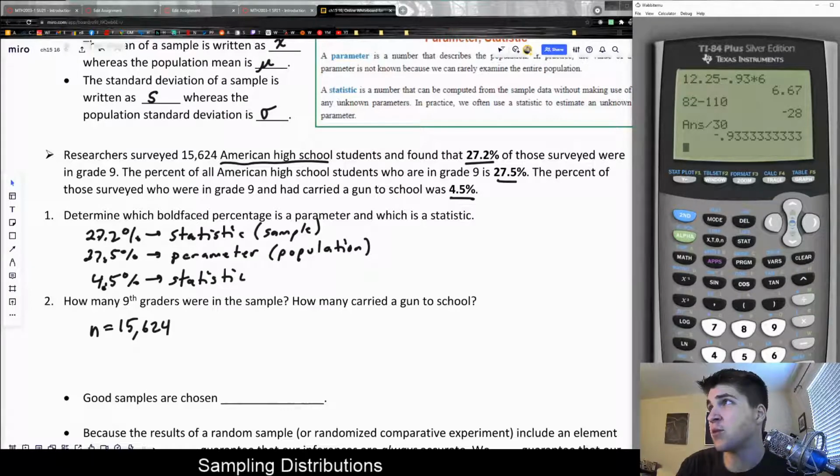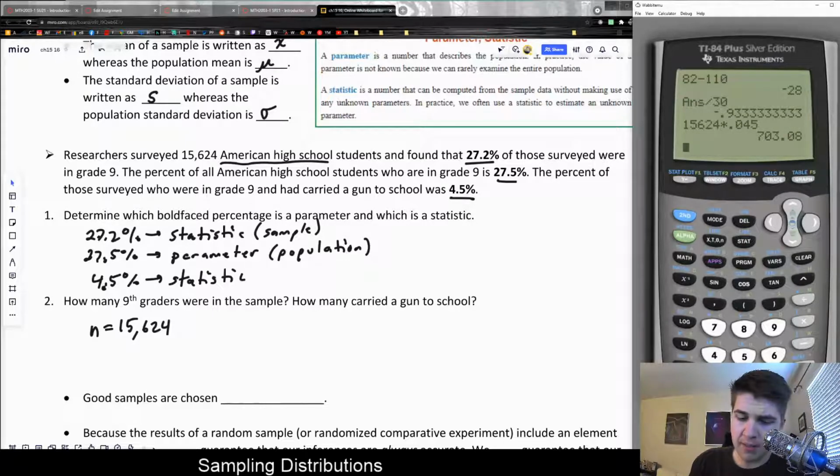So, if we just multiply 15,624 by 0.045, the percentage in decimal form, right? Because we want to make sure to use it in decimal form. That would give us approximately 703 students carried a gun to school in our sample. And, rounding to the nearest whole because it's the number of students. And so we could take information from our percentage and extract that, knowing the sample size.